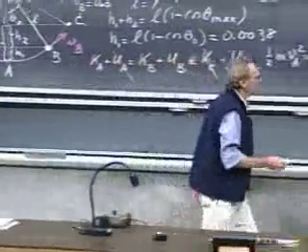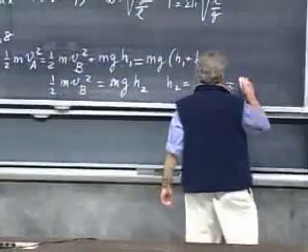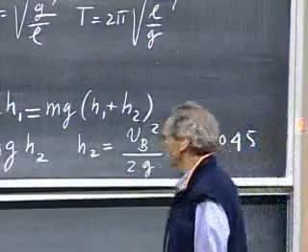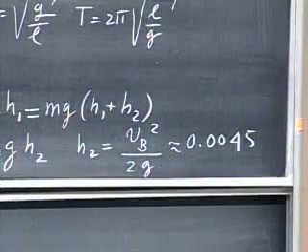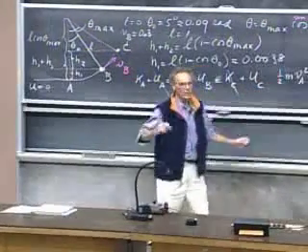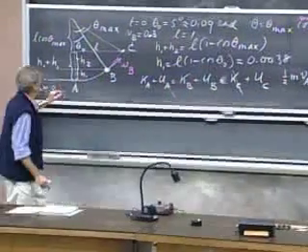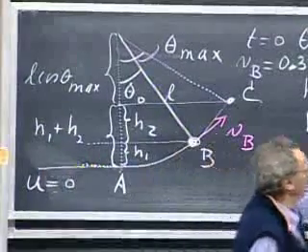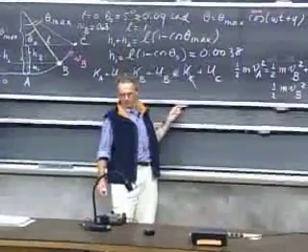h2, by the way, in case you're interested in numbers, is about 0.0045. So it is 4.5 millimeters. So it was originally 3.8 millimeters h1, and now h2 is 4.5 millimeters higher. So you can calculate the cosine of theta max.